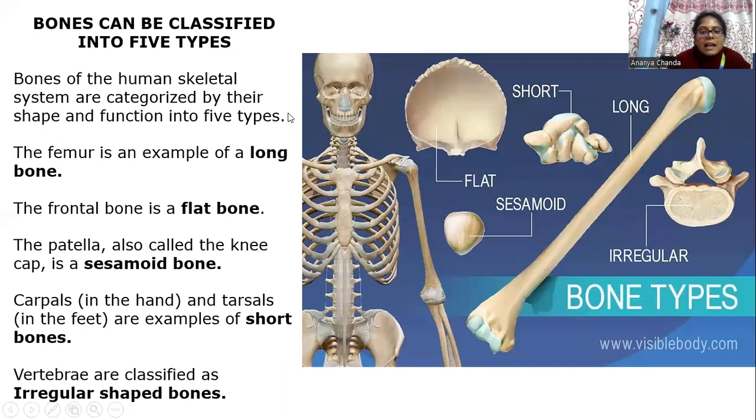So bones can be classified into 5 types. That is the long bone. So this is the long bone. Then comes the flat bone. These are the flat bones. Then comes the sesamoid bone. Then comes the short bone. And this is the irregular bone.